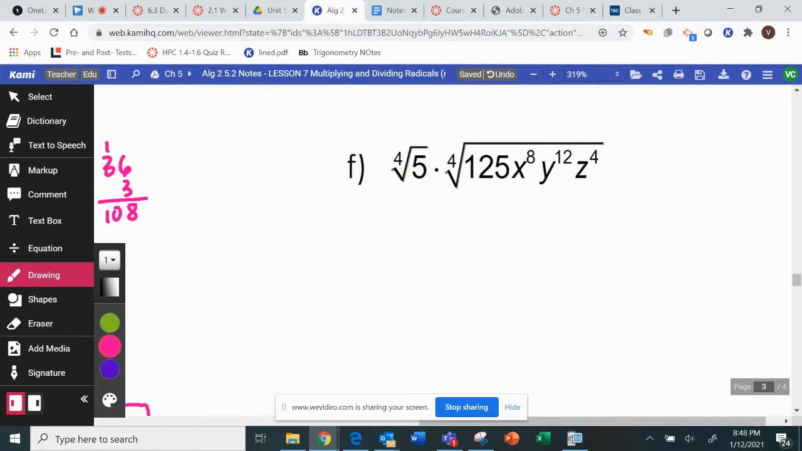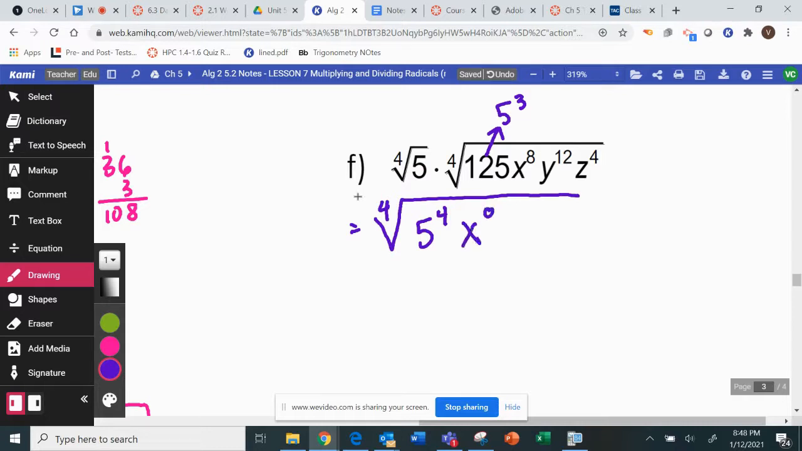All right. Just multiplying a 5 by the rest of this. So 4th root 5 times 125. You know what I might do? I might change 125 into 5 to the 3rd. And then when I go to actually multiply 5 times 5 to the 3rd, I get 5 to the 4th.